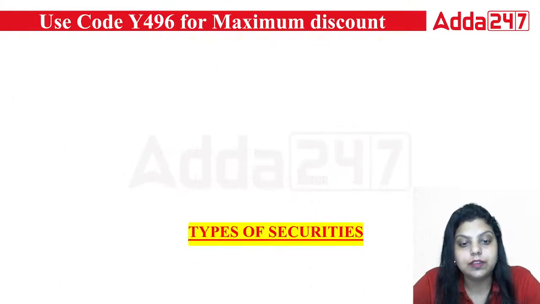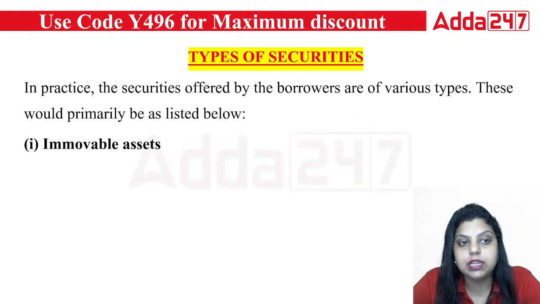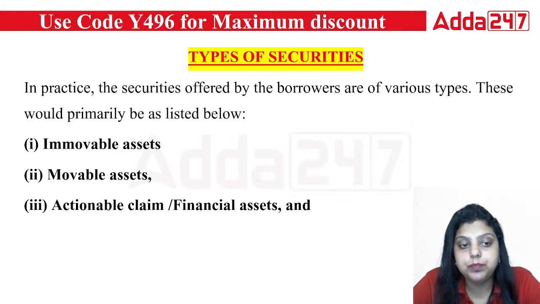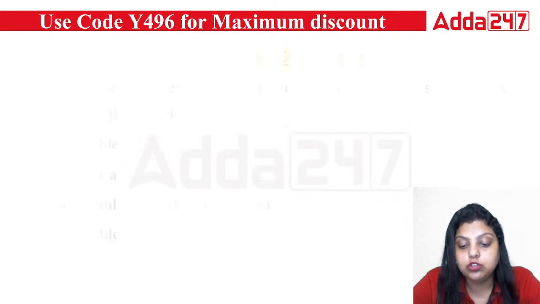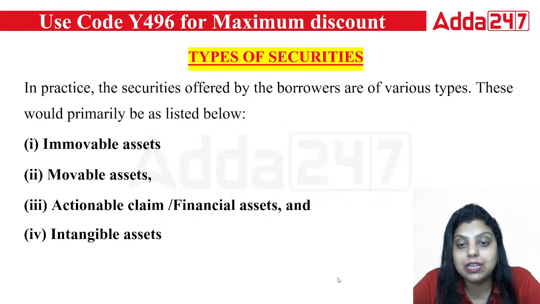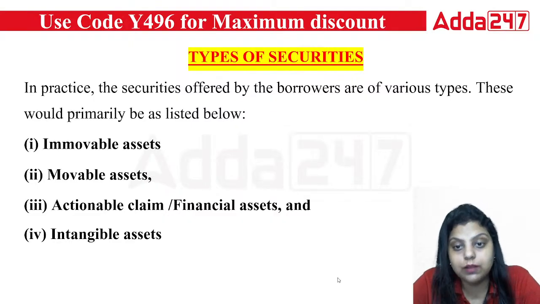Okay, next. Now, types of security. In practice, the securities offered by the borrower are of various types. So they can be immovable assets, movable assets, actionable claims, financial assets, or intangible assets. So these are the types of securities that we use as a collateral.